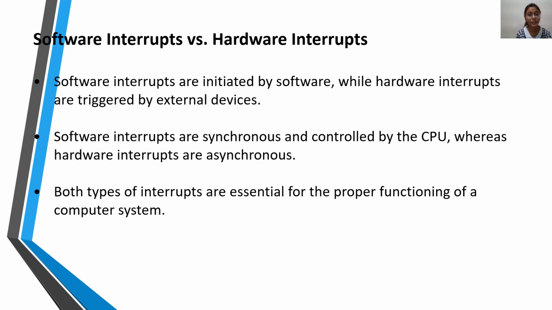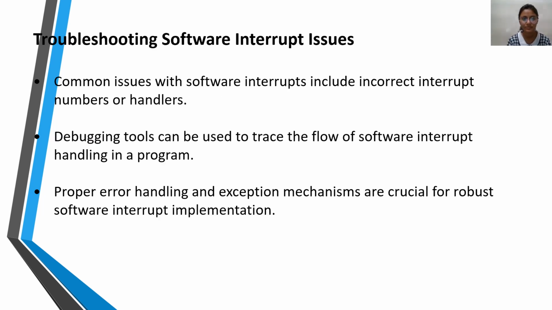Now, what is the difference between software interrupt and hardware interrupt? Software interrupts are initiated by software while hardware interrupts are triggered by external devices. Software interrupts are synchronous and controlled by the CPU, whereas hardware interrupts are asynchronous. Both types of interrupts are essential for the proper functioning of a computer system.